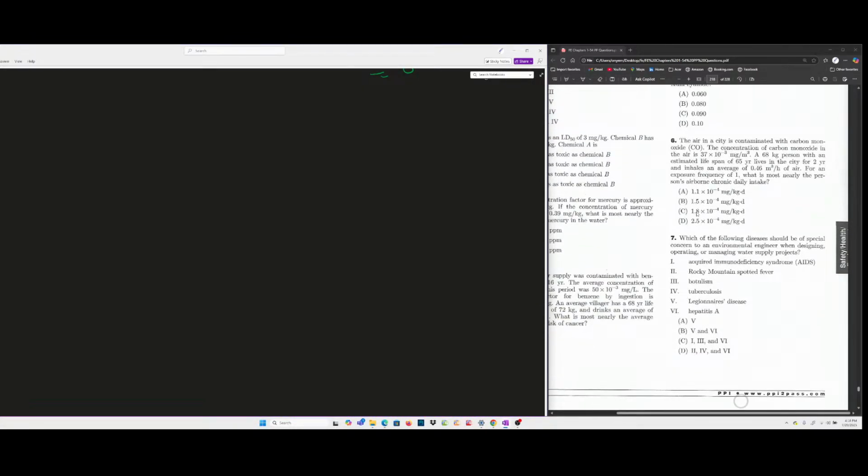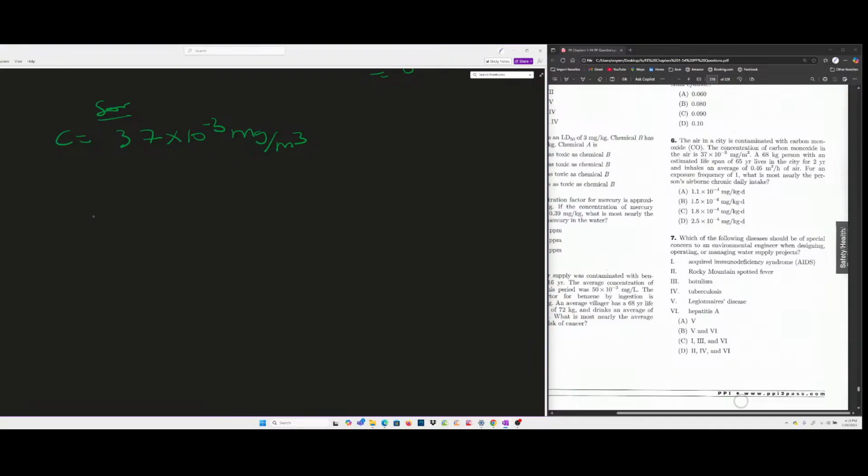Question 6, the same stuff, but we're looking for daily intake from what I'm seeing. So we're looking for the dosage, which is the CDI. I'm going to solve this real quick for you guys. For this question, we have the concentration of carbon monoxide in air. Let's call it the surrounding concentration. The concentration of carbon monoxide in air is 37 multiplied by 10 raised to the power negative 3 milligrams per meter cubed. Now they're using milligrams per meter cubed, which is similar to milligrams per liter, concentration, mass over volume.